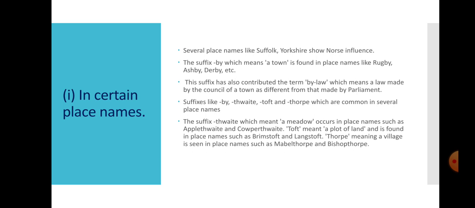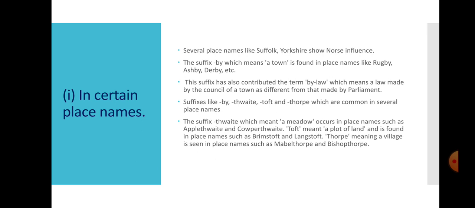Then toft meant a plot of land, and it is found in place names such as Brimstoft and Langstoft. Then thorpe, meaning a village, is seen in place names such as Mablethorpe and Bishopthorpe. These suffixes by, thwaite, toft, and thorpe entered English vocabulary from the Scandinavian or Norse language, the language of the Danes or the Vikings. These are different names for Scandinavians. So these are the words associated with place names.